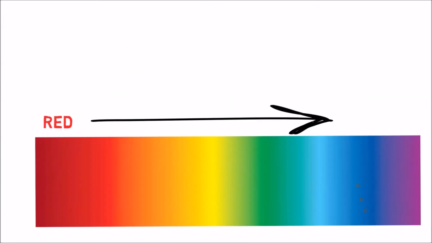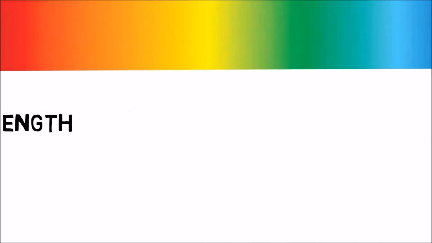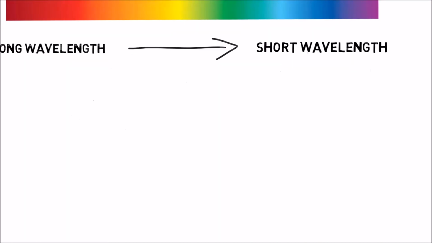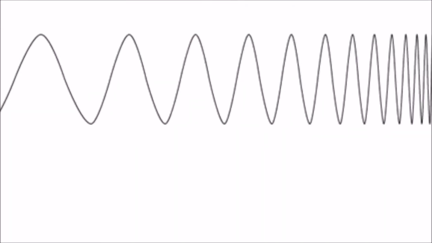First, let's take a look at the visible light spectrum, which goes from red to violet. Red light has a long wavelength. As we move towards the violet light, the wavelength gets shorter. The wave spectrum will look something like this.